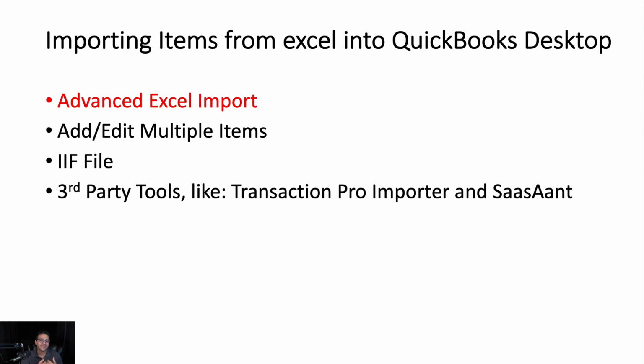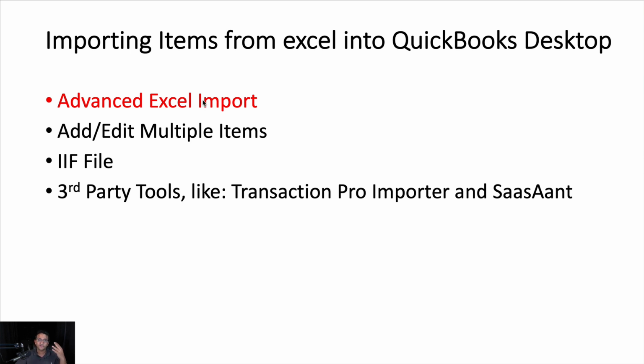We can use Add, Edit Multiple Items, which is an entirely different option, which we'll do a little bit later. Then we can do IIF. That's another option that we have to import an item list. And then we can also use a third-party tool like Transaction Pro Importer or Sassant. There's many of them, but those are the 2 that I've used in the past. Those are the 2 that I really like.